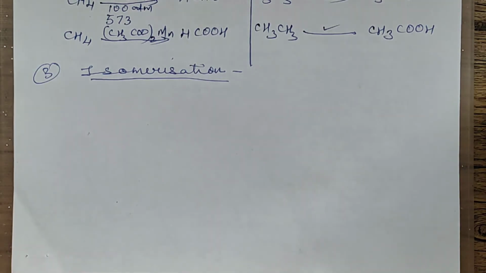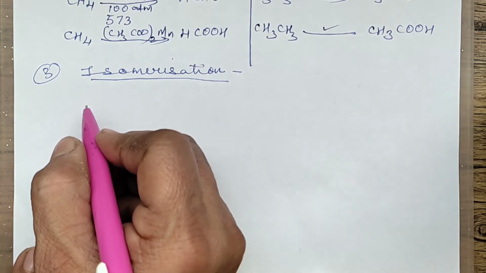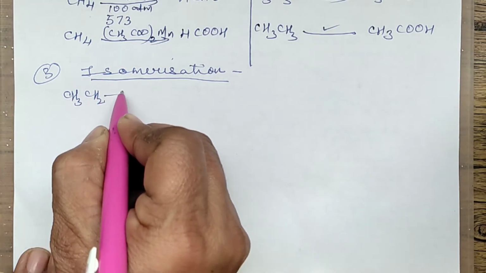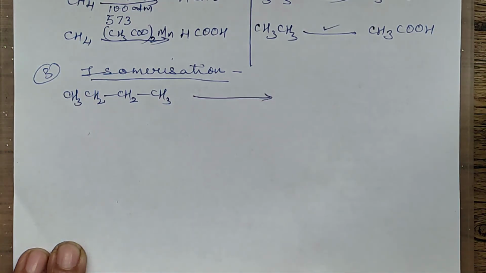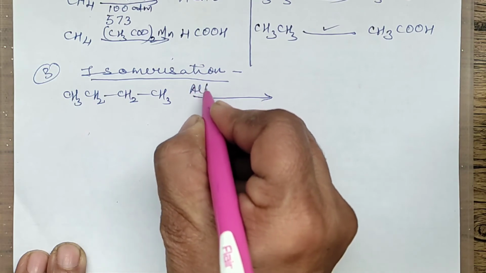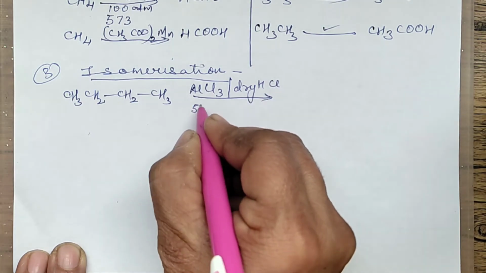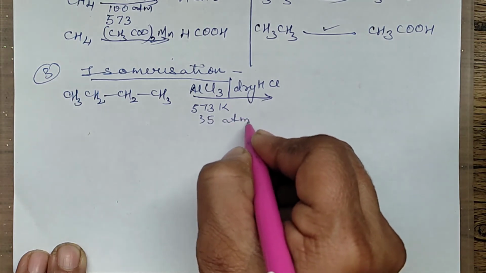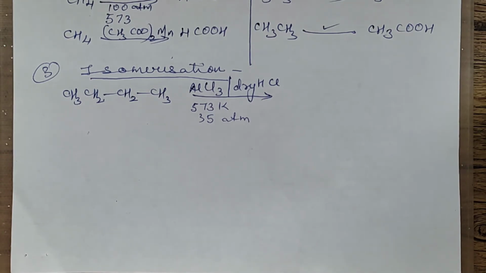Okay, so if you take alkane with 4 or more carbon atoms, let us take with the least number, say 4. With 3, you will not get an isomer. So at least 4 carbon atoms you are taking. Suppose you have taken butane. The isomerization can be carried out in the presence of aluminium chloride, dry HCl. This catalyst, acidic medium, is required. Temperature should be 573 Kelvin and 35 atmosphere. If you use these temperature pressure conditions and the catalyst, you will get the corresponding isomer of it.